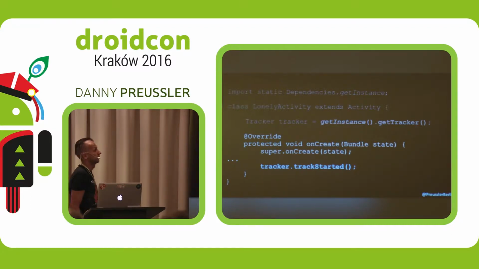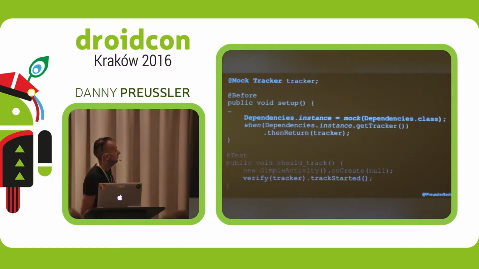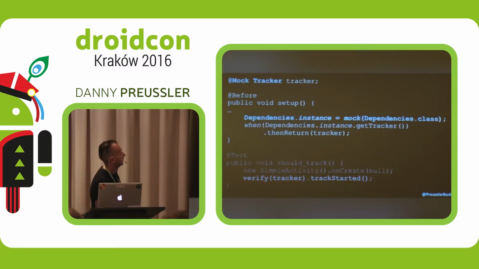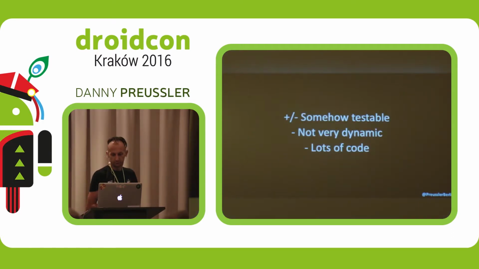So can we test this? Let's think about it. We need to mock our tracker. And then we somehow need to mock the singleton class that we just created and tell it, hey, whenever we need the tracker, return the mock. And then we would have one test method that verifies that the activity calls track started. So what do you think about this factory approach? The simplest thing we could write, right?